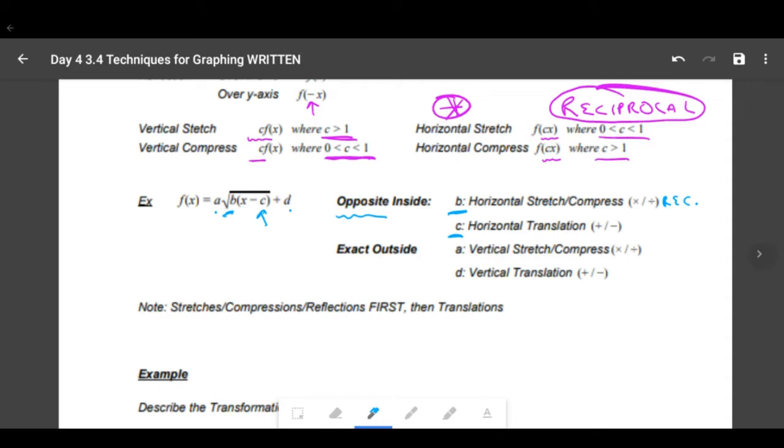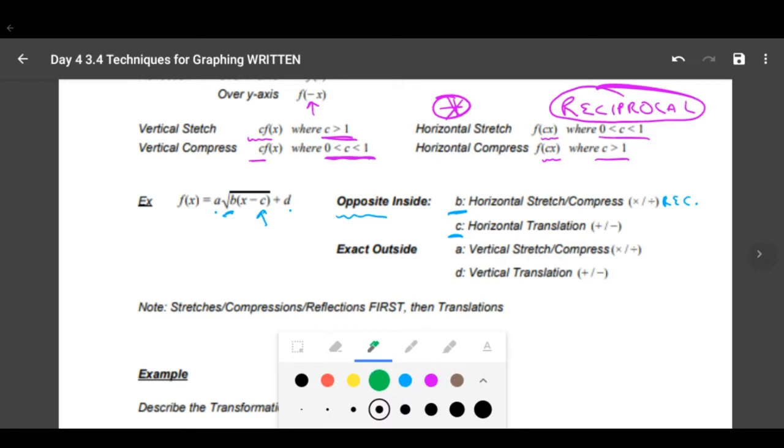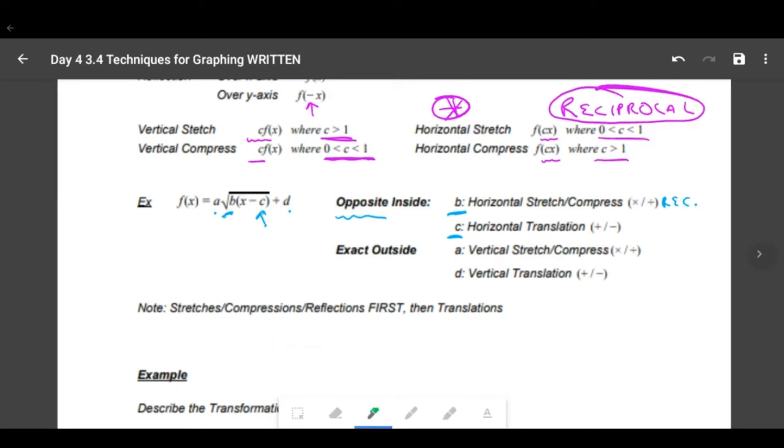Now, as you can see, when it's on the outside, typically we say it's exact, because if you are multiplying by A, we just take whatever that number is, and we are going to vertically stretch or compress by that number. All right, so that's when you see the A there. That's going to be exactly as you see it, about being exact.